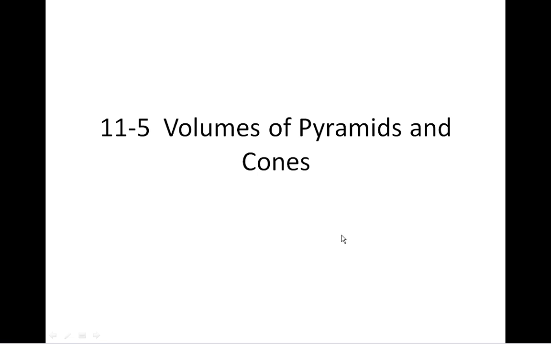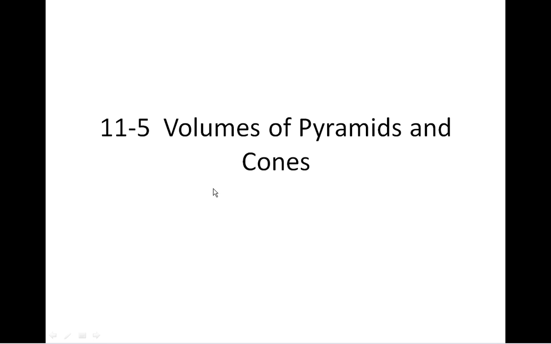Going to continue our discussion of volumes. Today we're going to look at the volumes of pyramids and cones. Now the volume of a pyramid is 1/3 the product of the area of the base and the height. So it's 1/3 times the area of the base times the height of the pyramid.